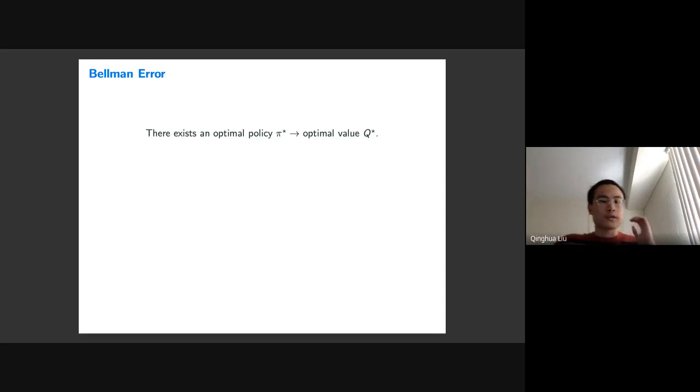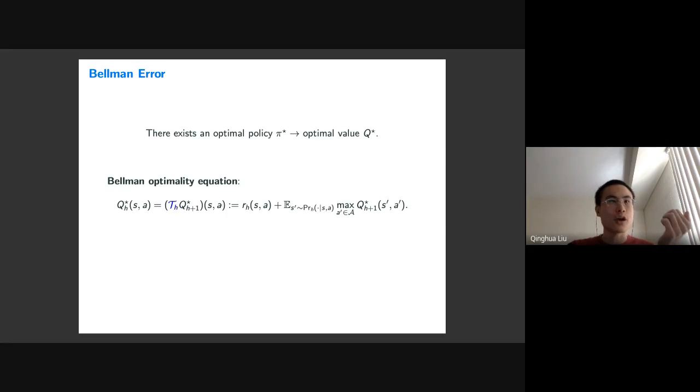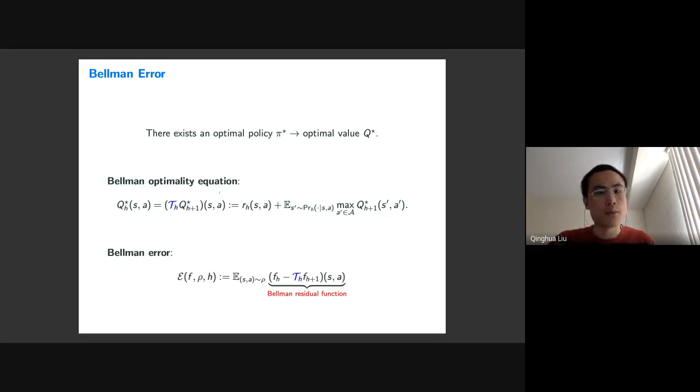And it has been proved an optimal policy always exists, and its corresponding optimal Q value function, Q star, always satisfies the so-called Bellman optimality equation. So this Bellman optimality equation says the optimal Q value function, Q star, at step H is equal to the Bellman operator operating on the optimal Q value function at step H plus 1.